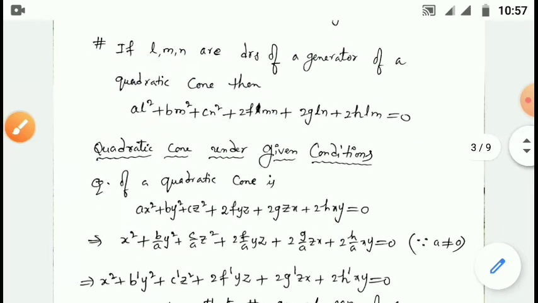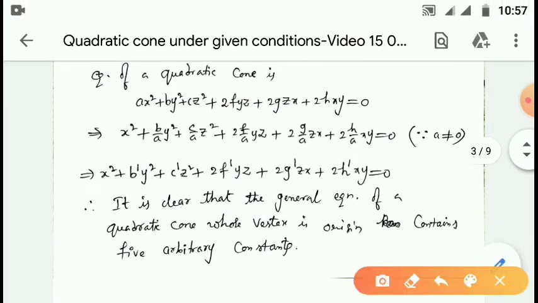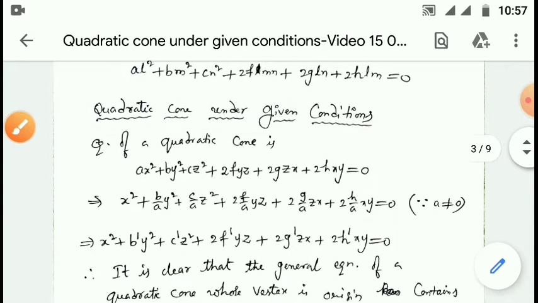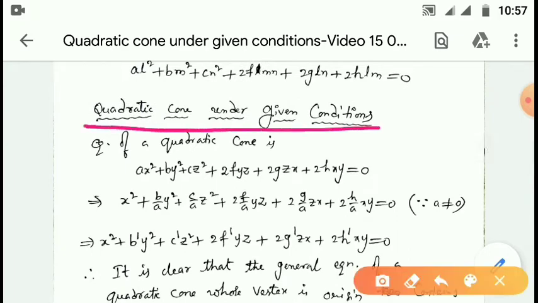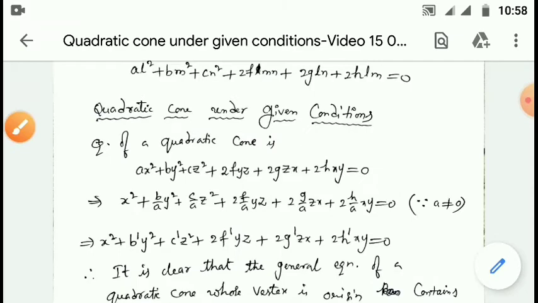Okay? Yes. See this. Quadratic cone under given conditions. So actually, how many conditions do we need to be given to find the equation of a quadratic cone? This is the main question. So everyone is thinking of this. We need how many conditions to find the equation of a quadratic cone? So to find this, let us go through this.